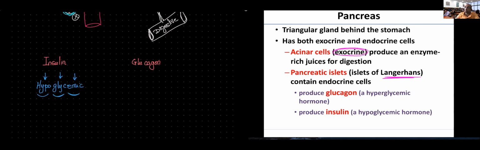All right, so hypoglycemic means it lowers the blood sugar levels. Hypoglycemic hormone. Compared to the glucagon is a hyperglycemic hormone. What I mean by hyper means it increases what? The blood sugar levels. So again, those two hormones that we're looking at today, those are the insulin. Insulin, it's a hypoglycemic hormone. It reduces the blood sugar level. Compared to the glucagon, it's a hyperglycemic hormone. It increases the blood sugar level.